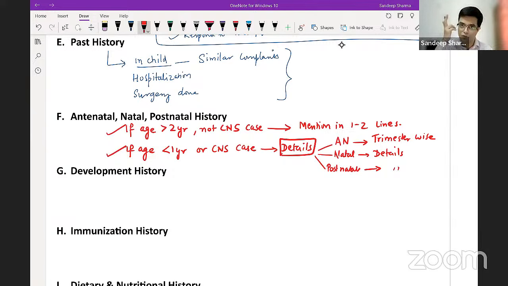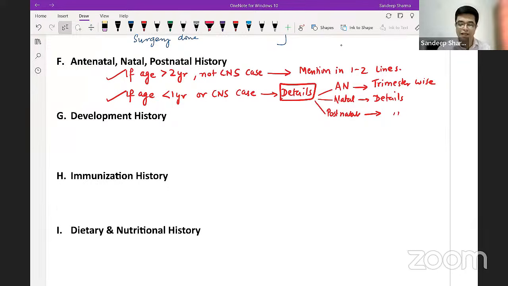Mention it. You need to mention it, you get credit for that, but just mention it in 1 to 2 lines. For a young child, a 7-month-old, you need to go into the details of the case. Coming to development history, again, it is an art. If it is a CNS case, you will go into the details and you will mention all the milestones in 4 domains.